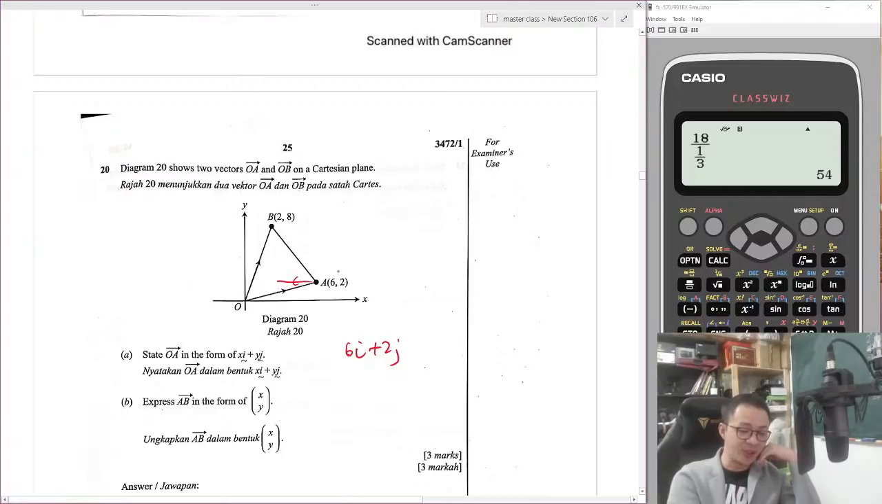You move to here is about 4 units, we call negative 4. We move up is positive, right? We move up 6 units. So this one is negative 4 and 6.